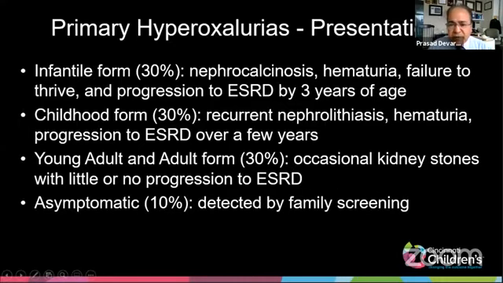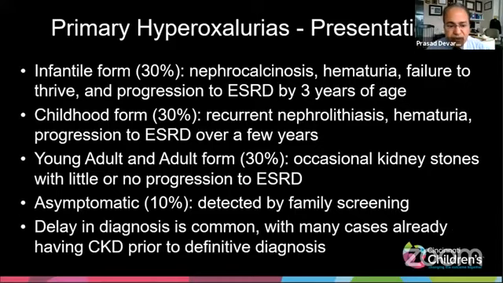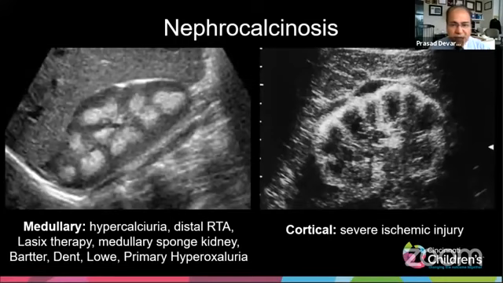And then nowadays, we are detecting more and more by family screening. So when we see a child with PH1 by genetic testing, we will screen both parents and we will screen the other siblings to look for PH1. But like I said, most commonly, delay in diagnosis is our biggest problem. Many cases already have CKD prior to the definitive diagnosis. And this is what nephrocalcinosis looks like.